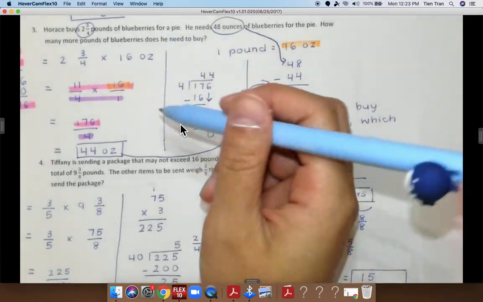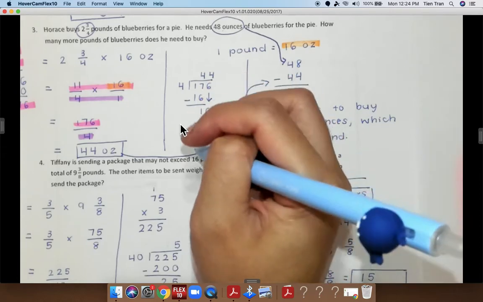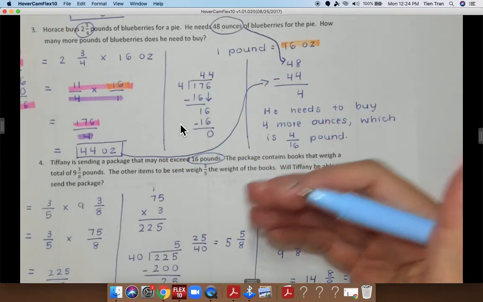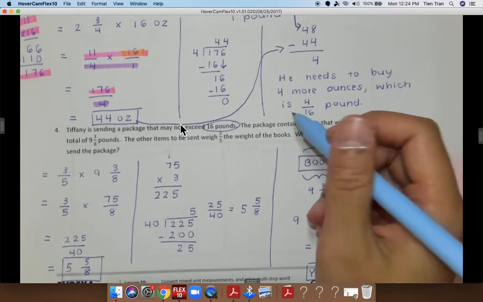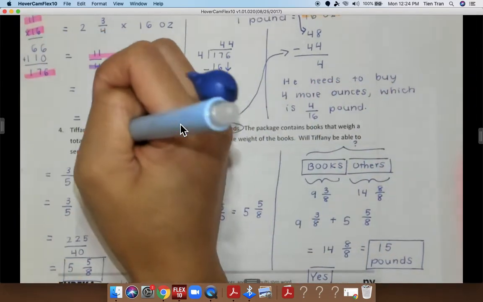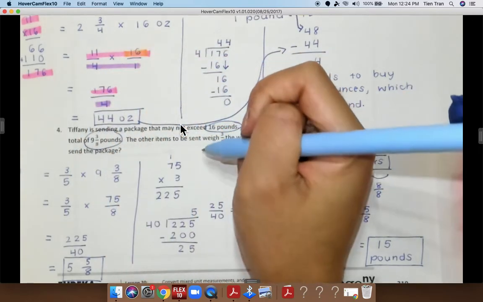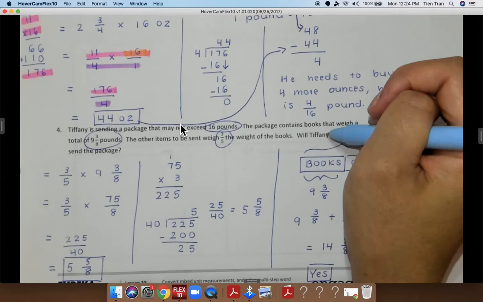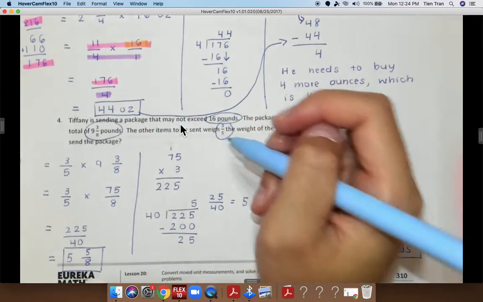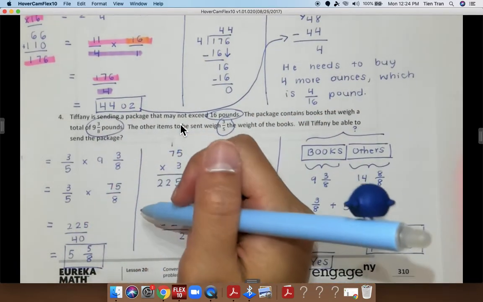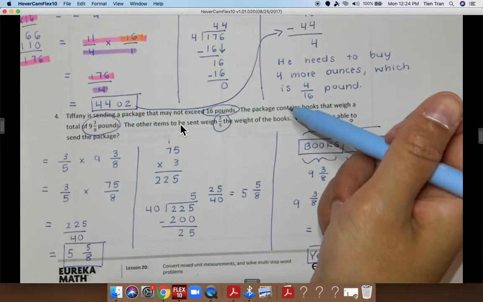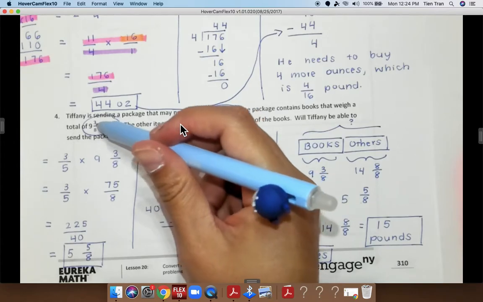The last question says here, Tiffany is sending a package that may not exceed 16 pounds. So she's not allowed to send anything that is over 16 pounds. The package contains books that weigh a total of 9 3/8 pounds. The other items to be sent will weigh 3/5 of the weight of the books. Will Tiffany be able to send the package? To figure that out, I would multiply first.